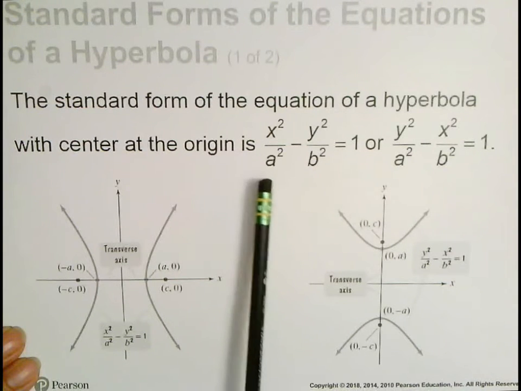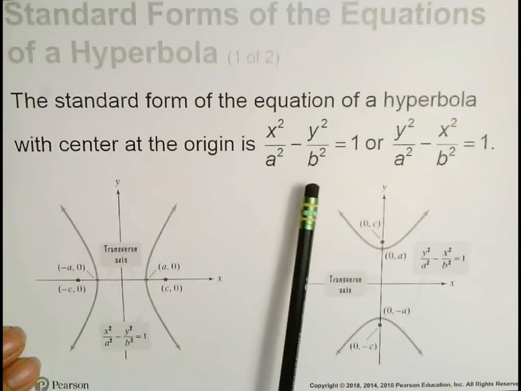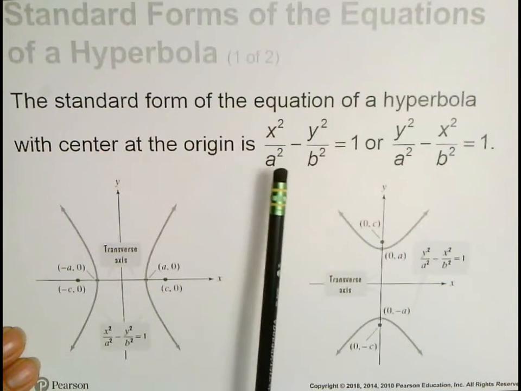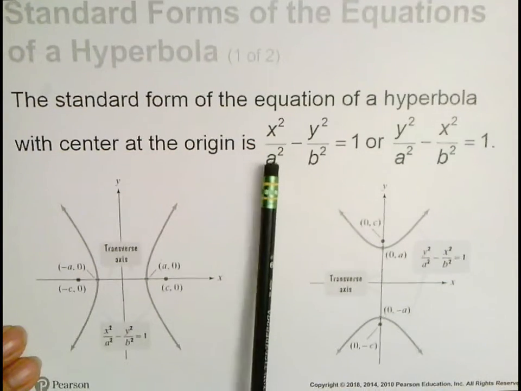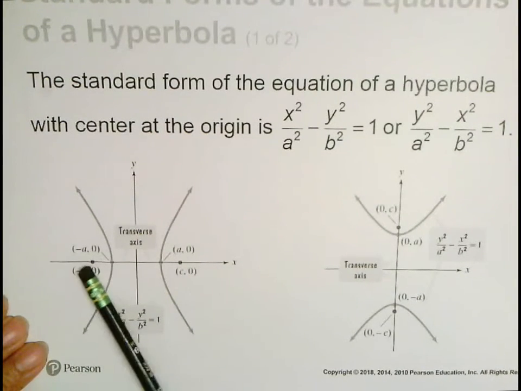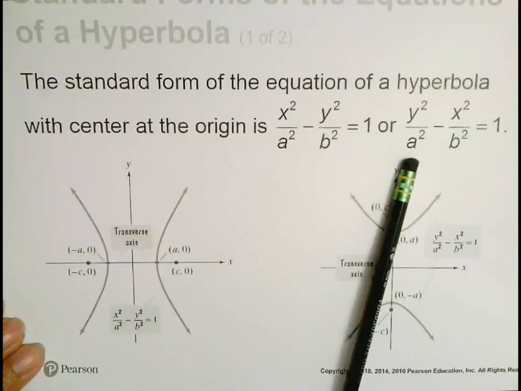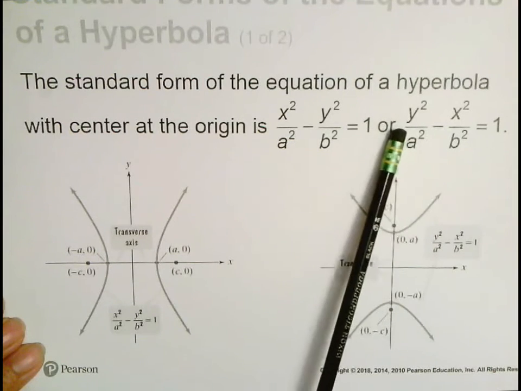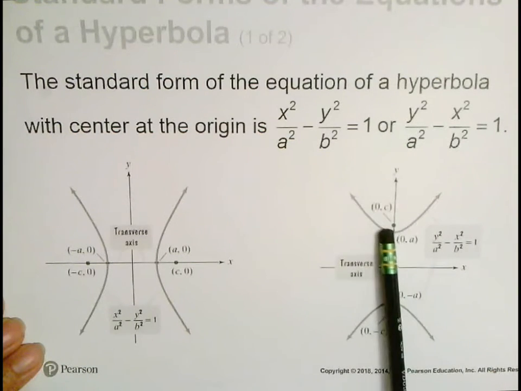Again, the a square does not have to be greater than the b square. The a square is always under the positive term. So if the a square is under the positive x term, you see it's opening left and right. If the a squared term is under the y variable, you see it's opening what? Up and down.